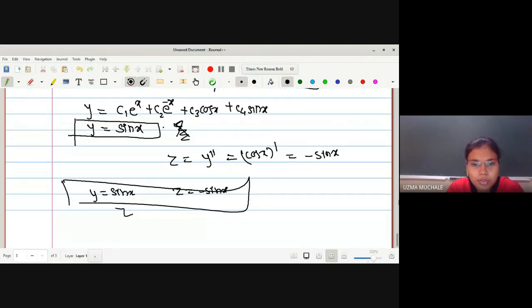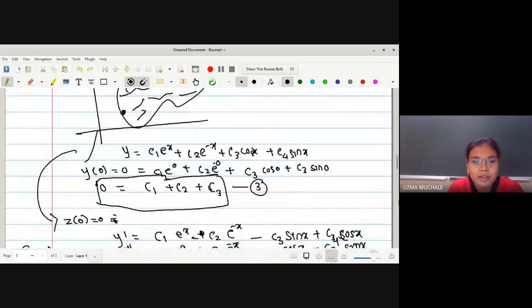Is there any doubt for solving these types of examples? Simply you have to solve the differential equations, na?